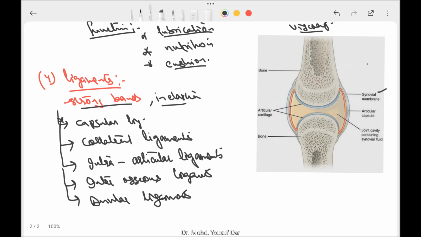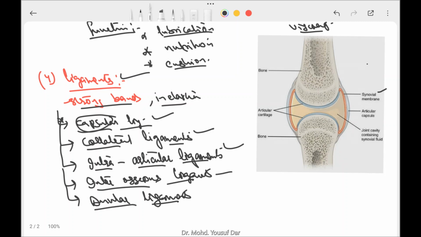So there are many ligaments. The capsular ligament completely encloses the diarthrodial joint, that is the fibrous layer. Then collateral ligaments are present on the sides of a joint. Interarticular ligaments are within the joint cavity, and the interosseous ligaments connect the opposing surfaces of the bone directly. And annular ligaments are in the form of rings which allow the passage and the protection of the tendons and the muscles.